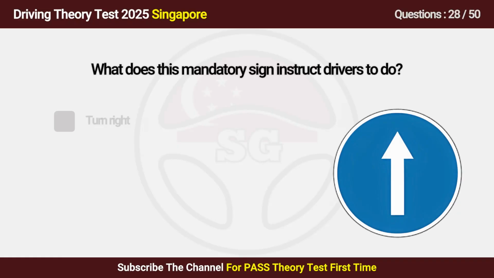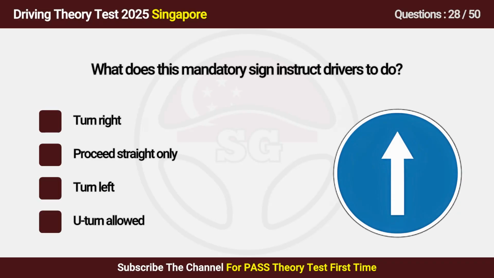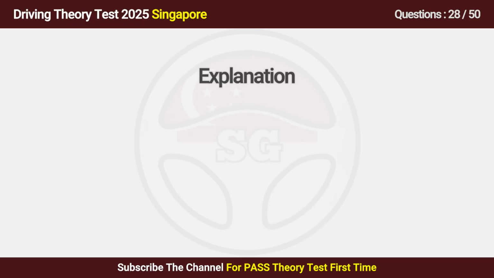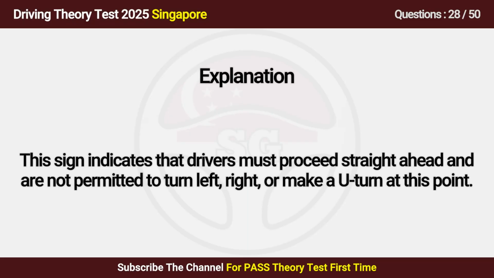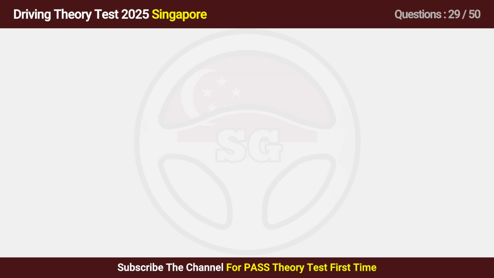Question 28. What does this mandatory sign instruct drivers to do? A. Turn right. B. Proceed straight only. C. Turn left. D. U-turn allowed. Answer is B. Proceed straight only. This sign indicates that drivers must proceed straight ahead and are not permitted to turn left, right, or make a U-turn at this point.